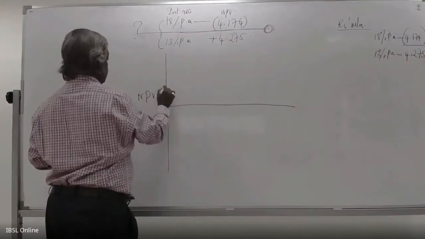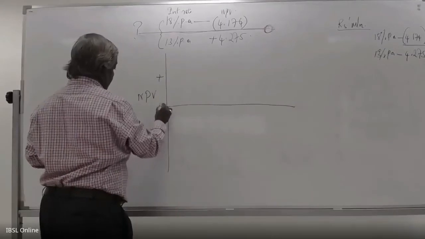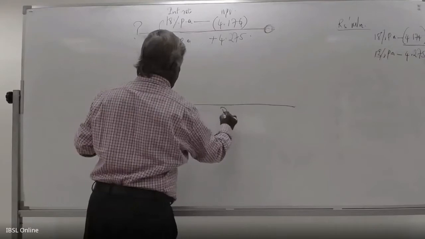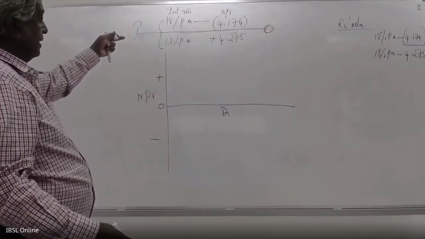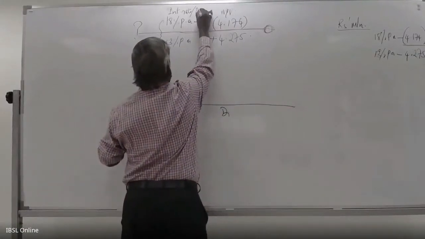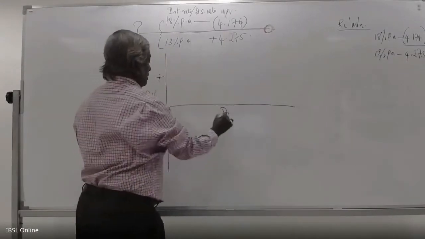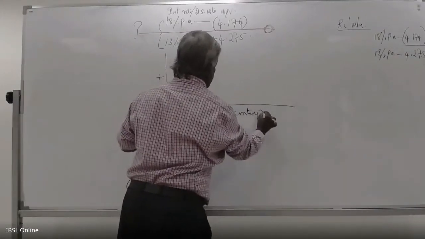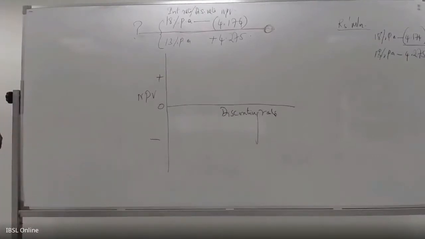Here on this axis is the NPV: here it is positive values, here it is negative values, and this may be zero. This other axis is the discounting rate, the interest rate. So the variables are the discounting rate and the NPV. So we plot the graph.